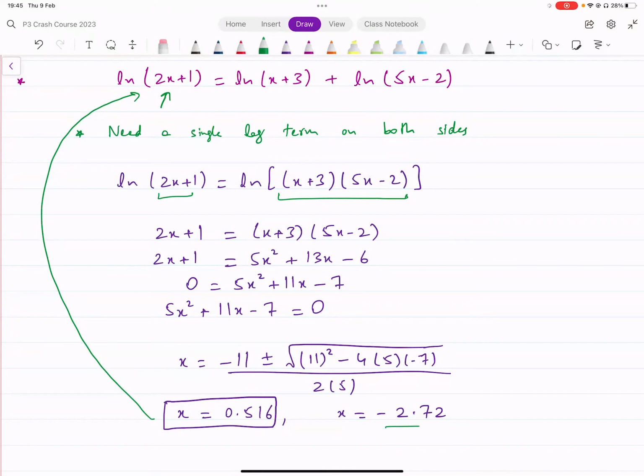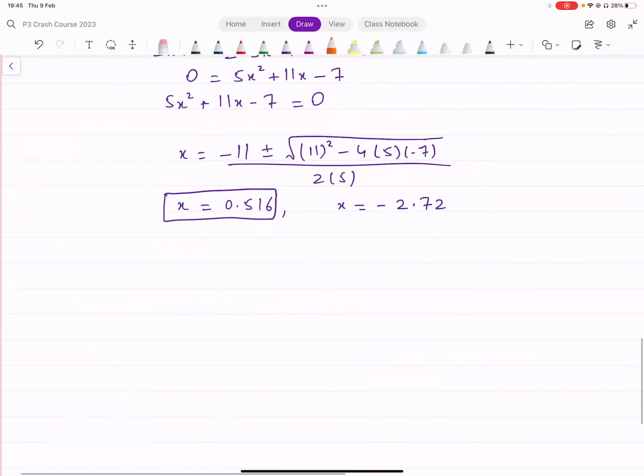All right, if you were to input minus 2.72, the first term here, the expression inside the log, is going to become negative. So you cannot have minus 2.72 as a possible answer here. What you have to do is ignore this answer. You have to say that this one is not possible. You will not write this as an answer.